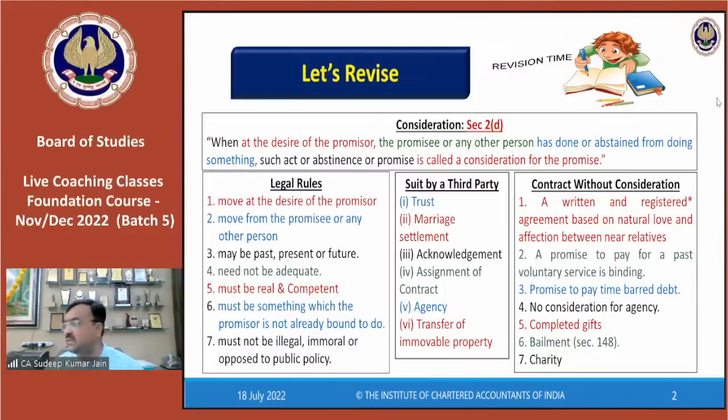Voluntary means of one's own will. Sir, if we exchange goods in place of goods, is it valid consideration? Definitely yes.